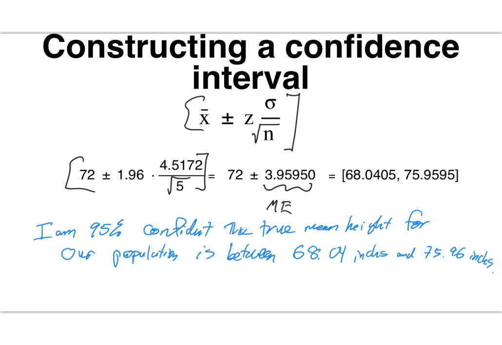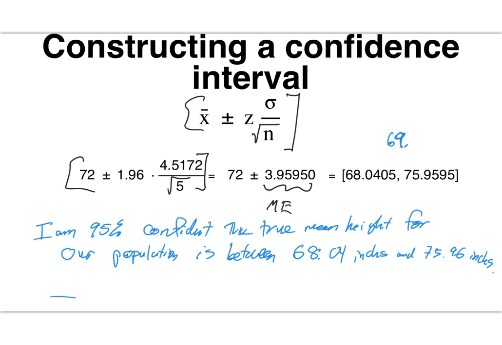Another way that you could interpret it would be, if I were to repeat this process many times for thousands of samples of size 5. If I do this thousands of times, I would expect 95% of the intervals that I create would contain the true mean. Now in this case, we knew the true mean, it was 69 point something. So we knew it was in that interval.